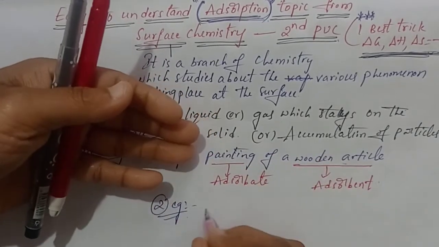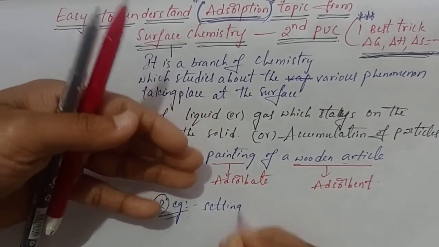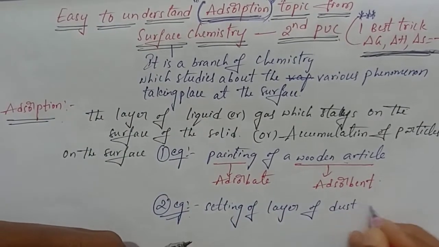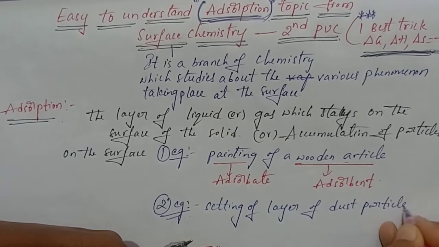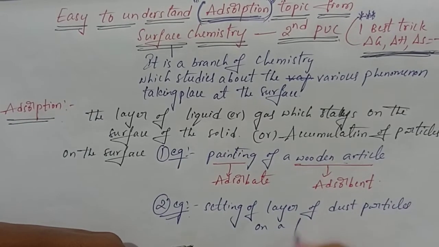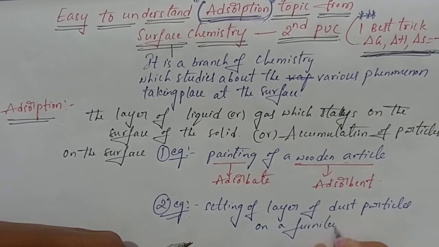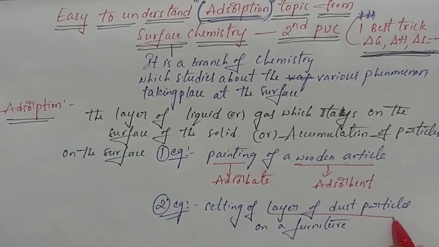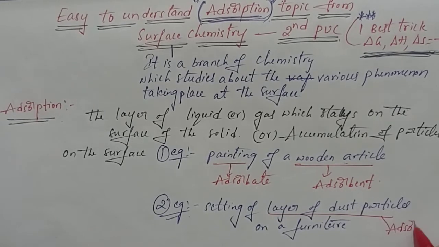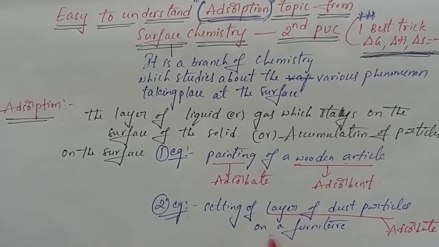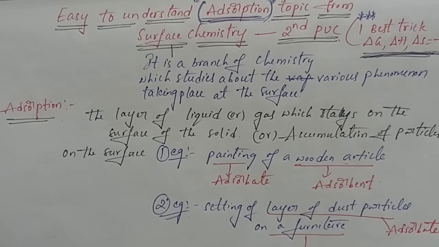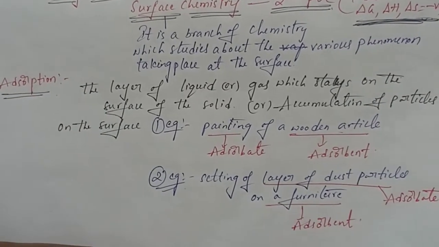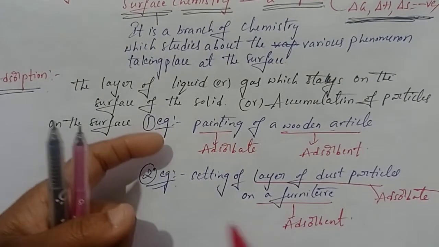Setting of a layer of dust particles on furniture. Now this layer of dust particles is acting as the adsorbate, and this furniture is acting as the adsorbent. So these are the two examples, students.